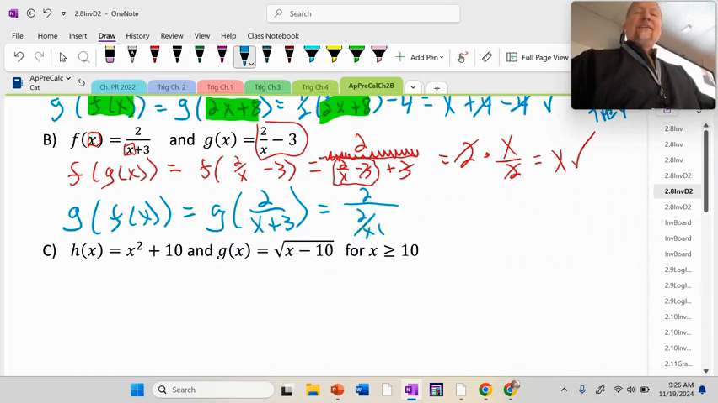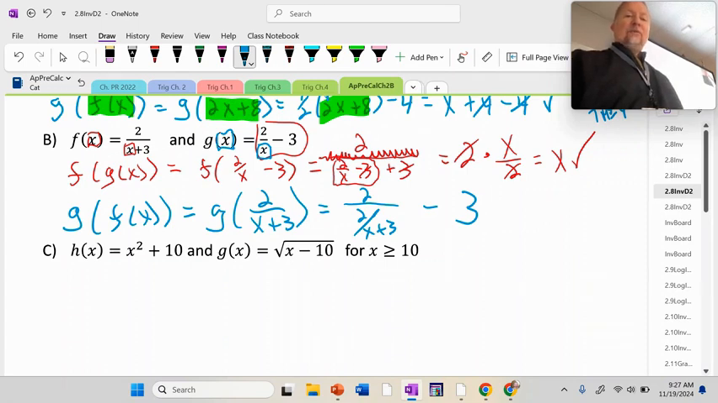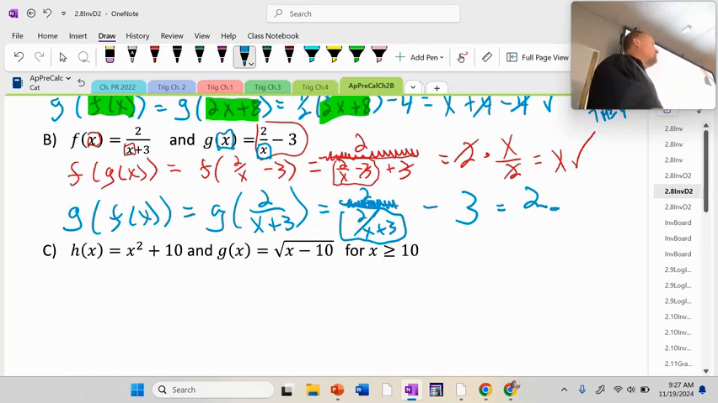Now g of f of x: 2 over x plus 3, and then minus a big fat 3, right? So that's where I put that x in. In g of x, I put 2 over blah minus 3. Yet again, what operation is this, everybody? The division. So this turns into 2 times what? Times x plus 3 over 2.